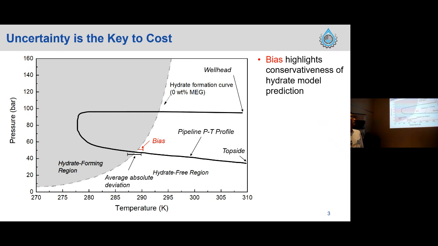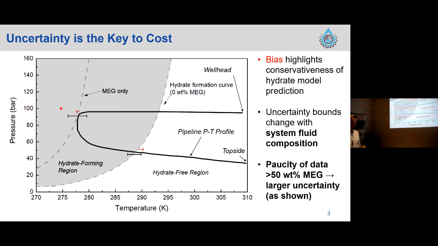So compared to the system with no MEG added at all, when we add MEG to shift the hydrate equilibrium curves to prevent hydrate forming in the pipeline, your deviation curves are going to change. And of course, when we have systems with high weight percent MEG, there's going to be less available experimental data to compare against. Because of that, we're not going to be as certain in those margins that we can apply.